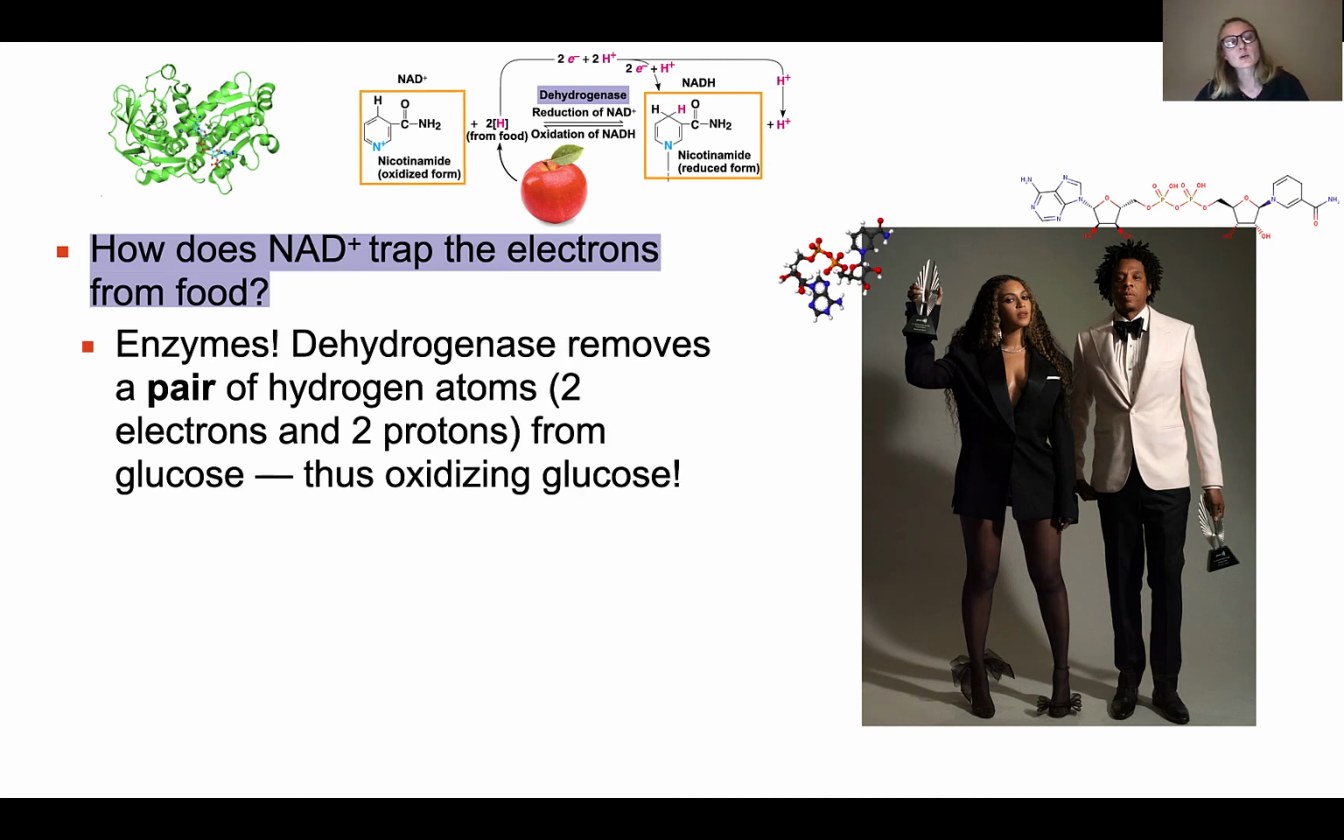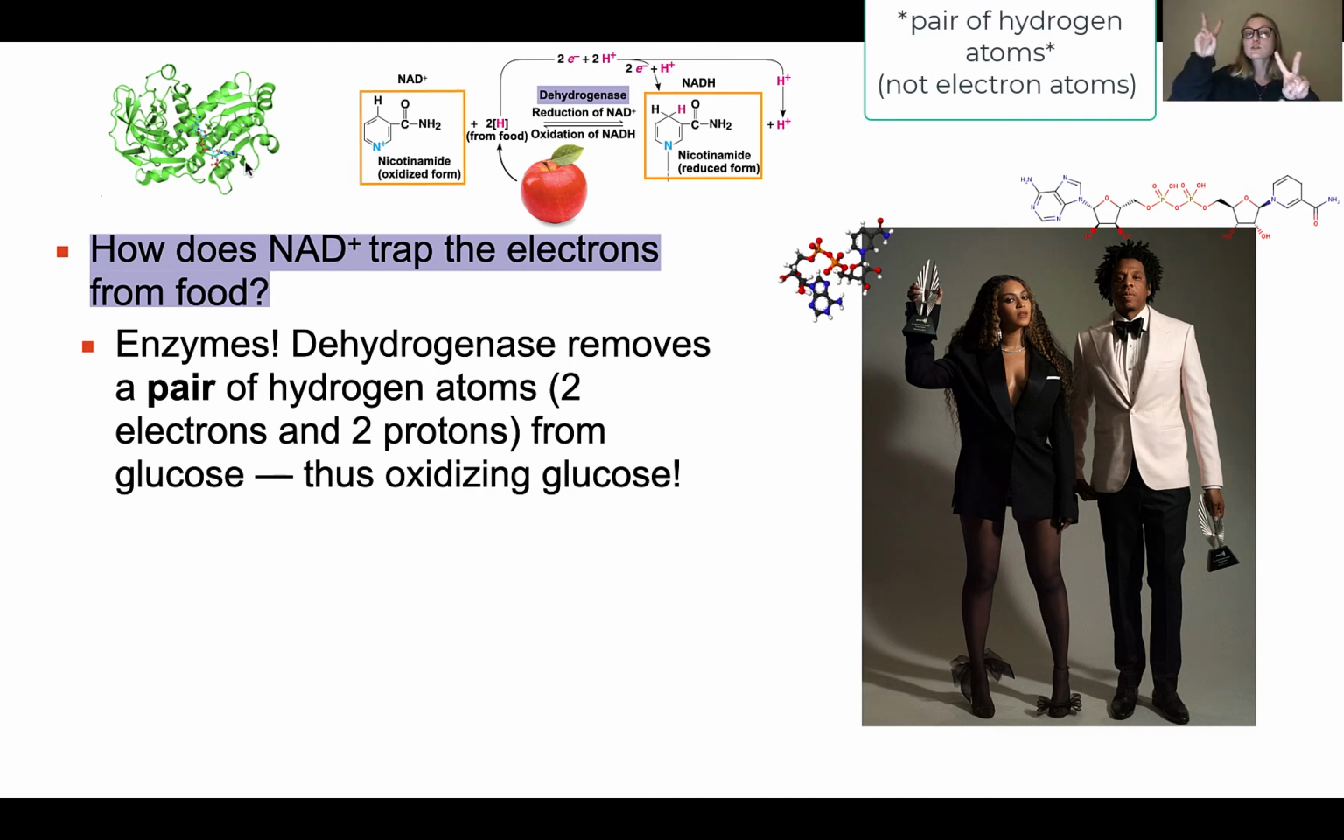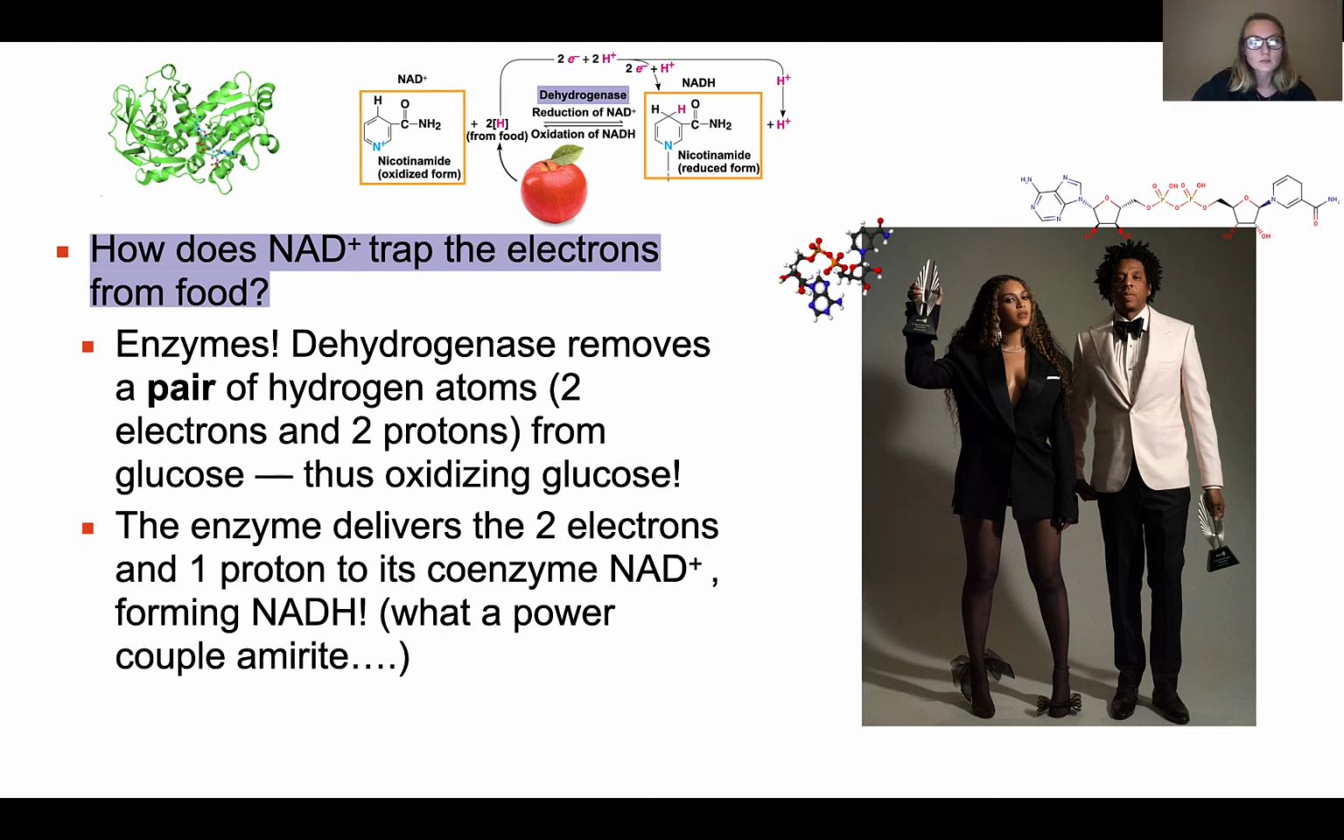Well, kind of a trick question, because NAD+ doesn't do it itself. It has the help of enzymes. Our enzyme here is dehydrogenase, which looks like this. Dehydrogenase is going to remove a pair of hydrogen atoms, so that's 2 electrons and 2 protons, from glucose. So now glucose is oxidized. Dehydrogenase is then going to deliver 2 electrons and 1 proton to its coenzyme NAD+, which is then going to form NADH.